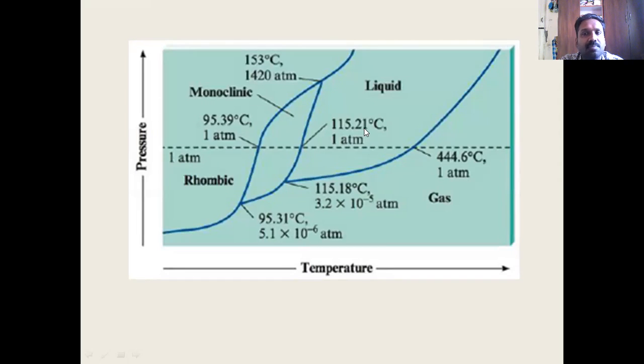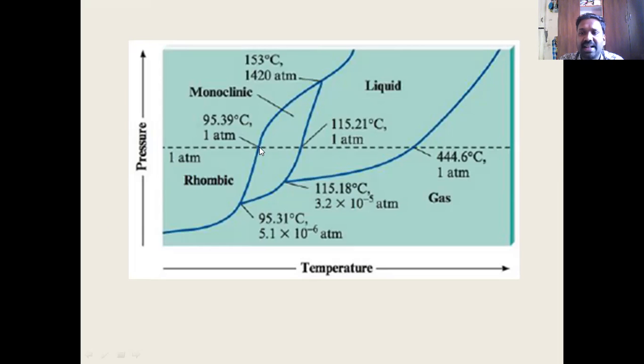At 115 degrees Celsius, melting starts. At 444 degrees Celsius, vaporization starts. Okay, so if you can label these transitions, you can pin each one with its temperature. You are essentially telling about the melting points and the freezing points.